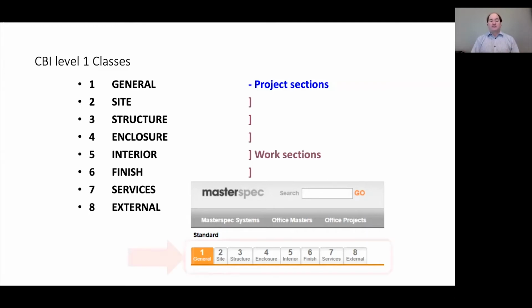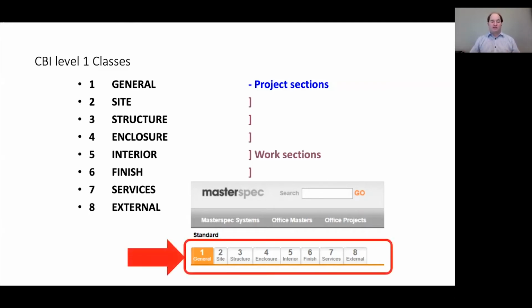And then we break down into the rest of the classes, which essentially are around the project itself. And for the most part, this is how you put the project together. So that is the way that CBI is organised. It's an international standard, and in New Zealand, Masterspec administers that standard here in this part of the world. Essentially, there's probably 1,000 odd different CBI numbers, but the New Zealand market only requires I think somewhere over 800 of them, because of the nature of our specific conditions here in New Zealand.